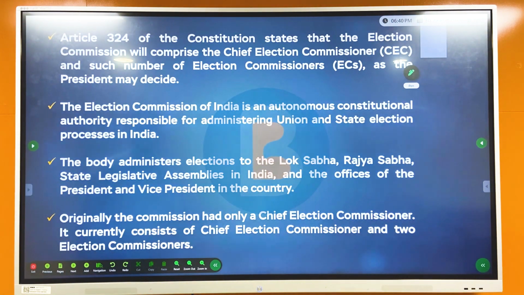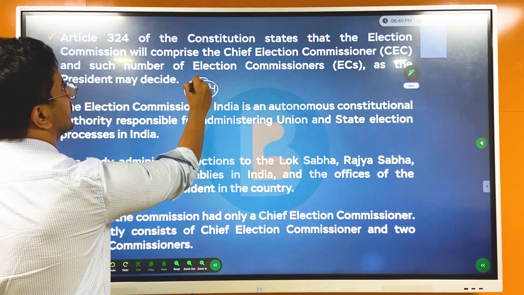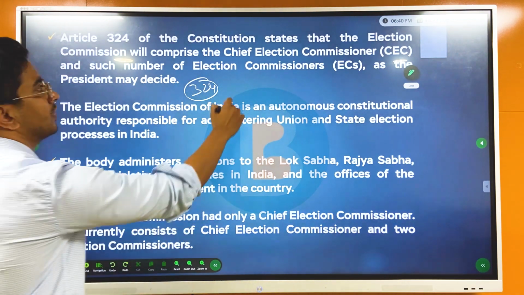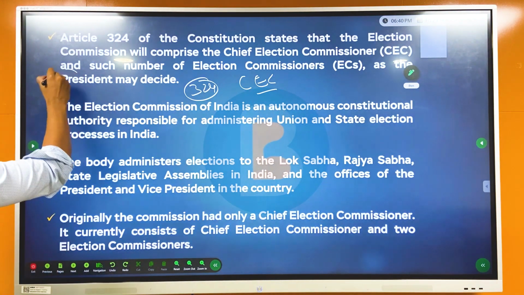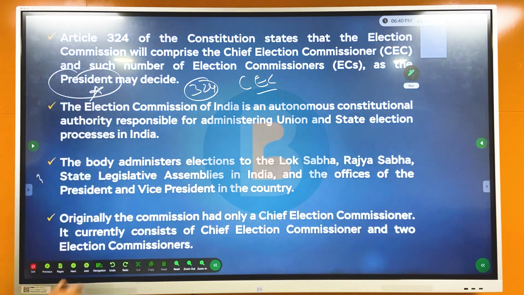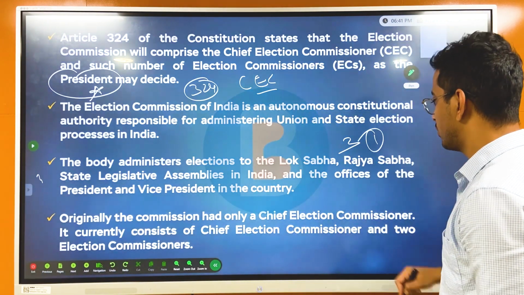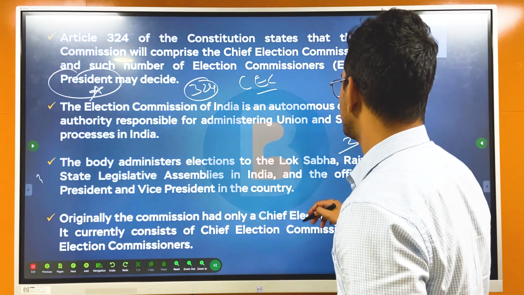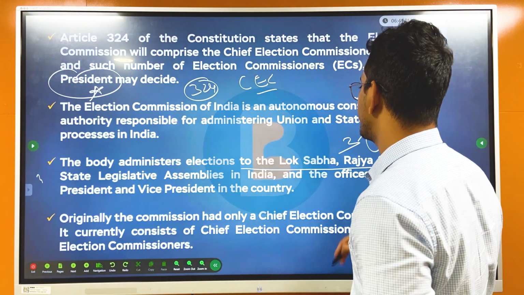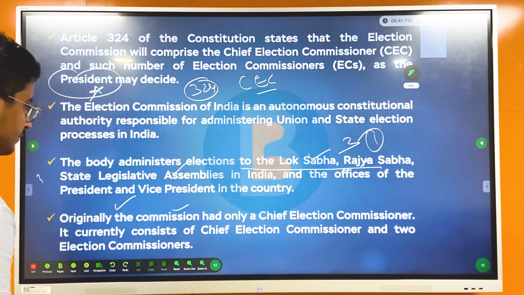First, Article 324 of the Constitution, which I've already said, says that the Election Commission will comprise of CEC and such number of ECs as the President may decide. This is important. President will decide. So right now it's 3. Earlier we have seen that it was only one member body, but it became 3. So what it does, it holds election for Lok Sabha, Rajya Sabha, state legislative assemblies, President and Vice President.